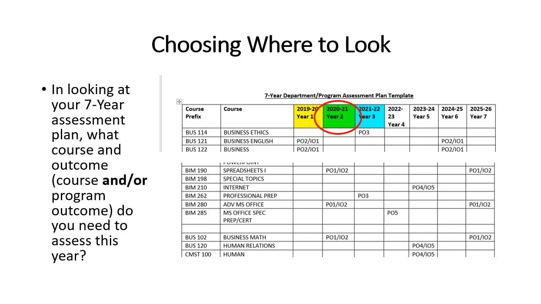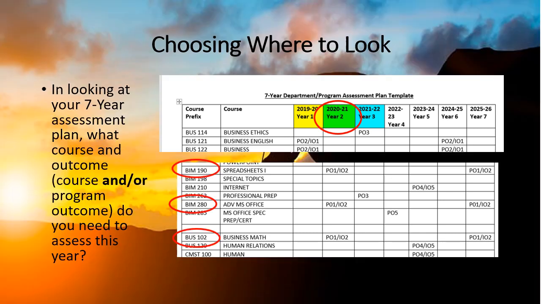So this is the 2020-2021 year, and the one that we're going to go with is in the BIM program. So BIM, these are the potential courses that could be assessed. And then the outcome that we're looking at this year is the math outcome, which is institutional outcome 2, but for this program, it's also program outcome 1.